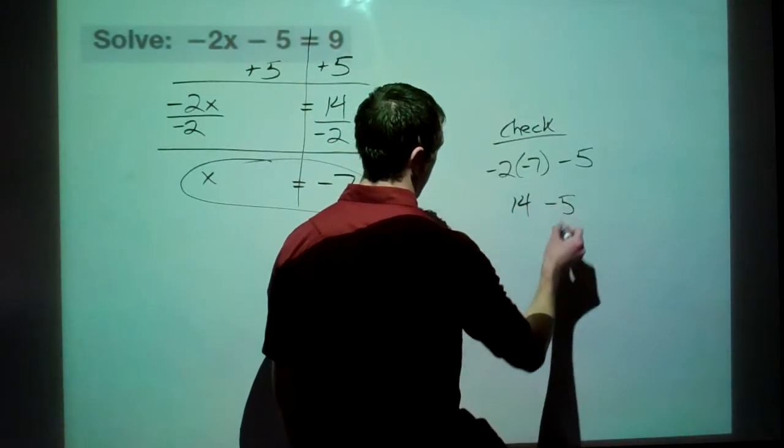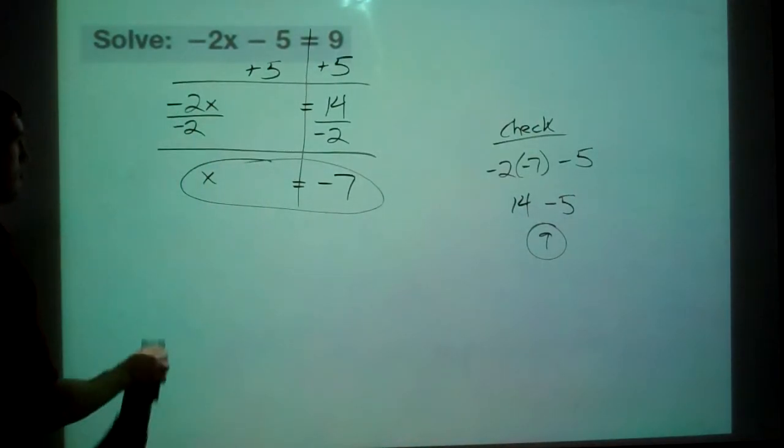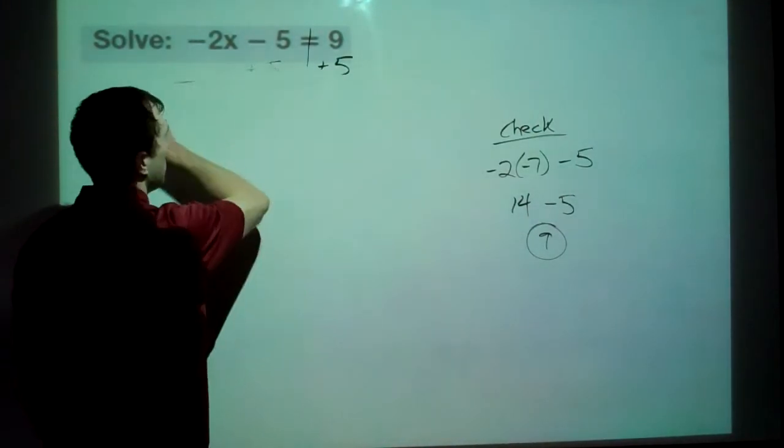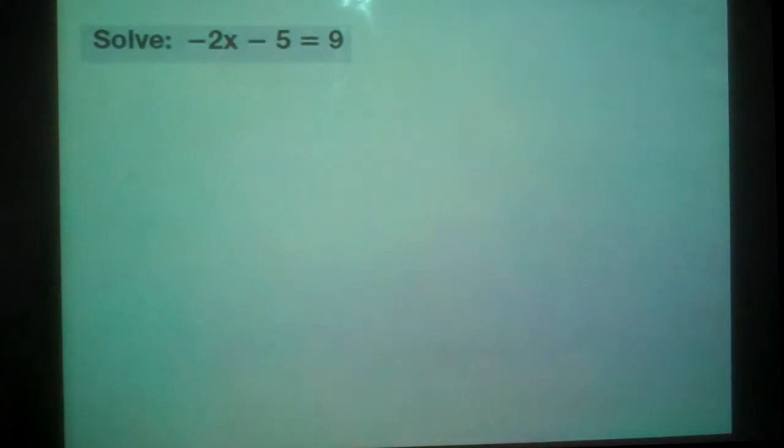So once again, negative 2 times negative 7 is 14. 14 minus 5 is 9. So you can always go back and check your answer to see if you got it right. Which means whenever you get an answer, if it's wrong, go back and see what went wrong.